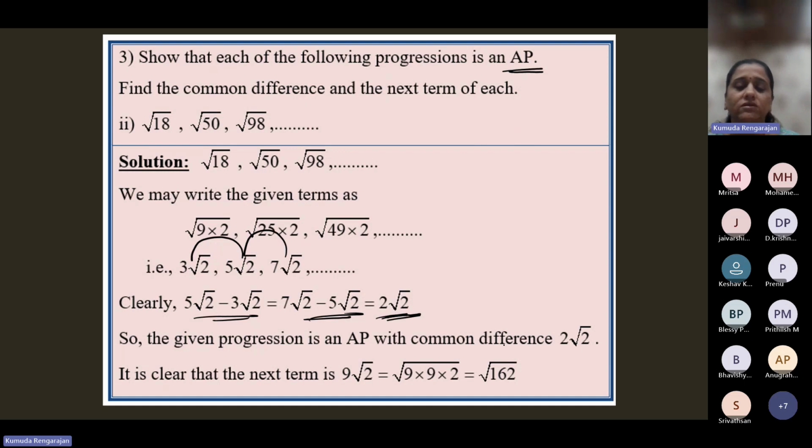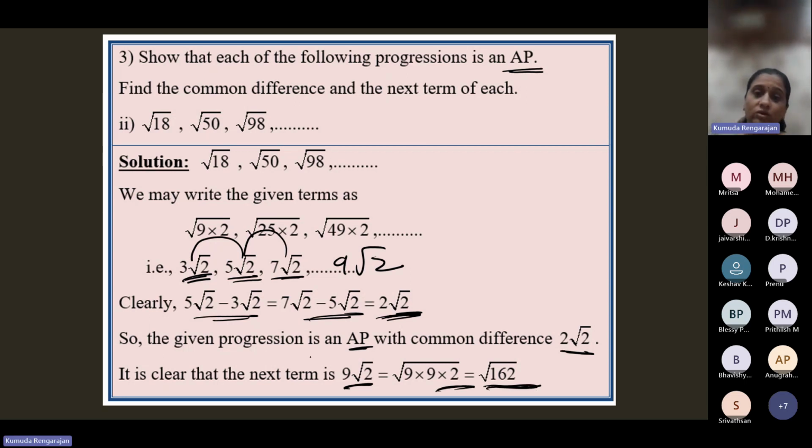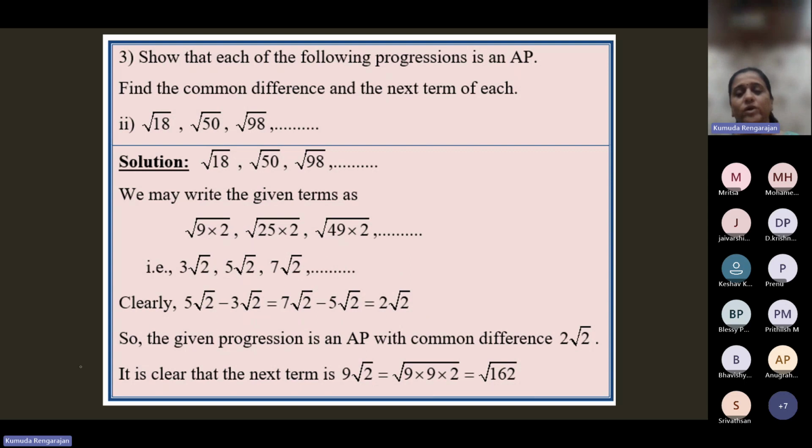So since the difference between any term and its preceding term is a constant, the given progression is an arithmetic progression. The common difference is 2 root 2. And the next term will be, after 3 root 2, 5 root 2, 7 root 2, the next one will be 9 root 2. 9 root 2 is a mixed surd. To write it as a pure surd, it will be square root of 9 into 2, which is square root of 162.